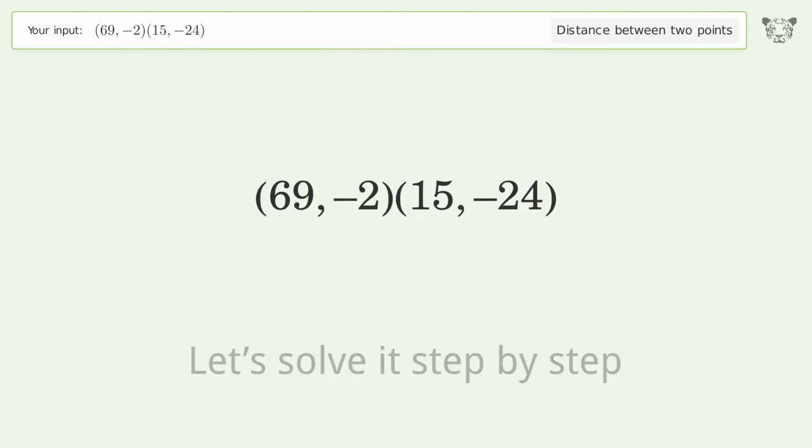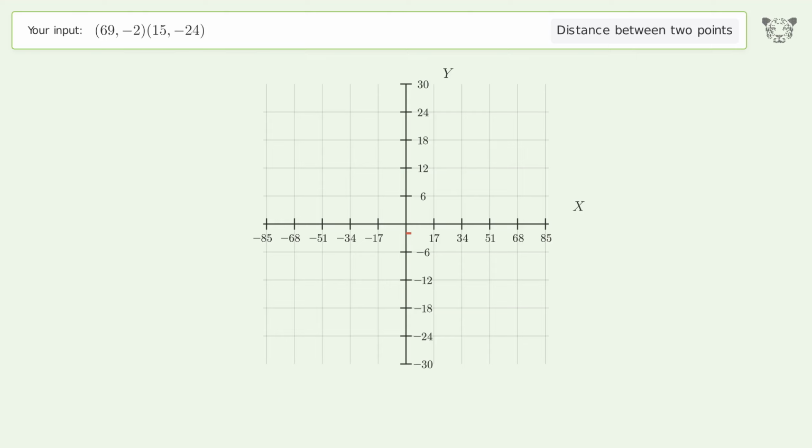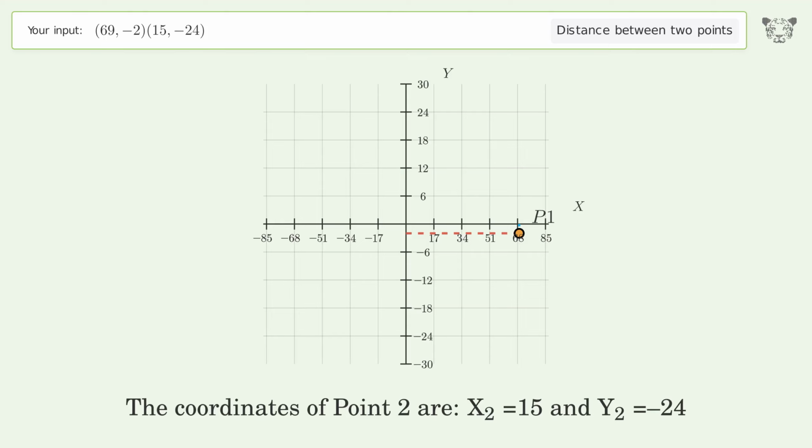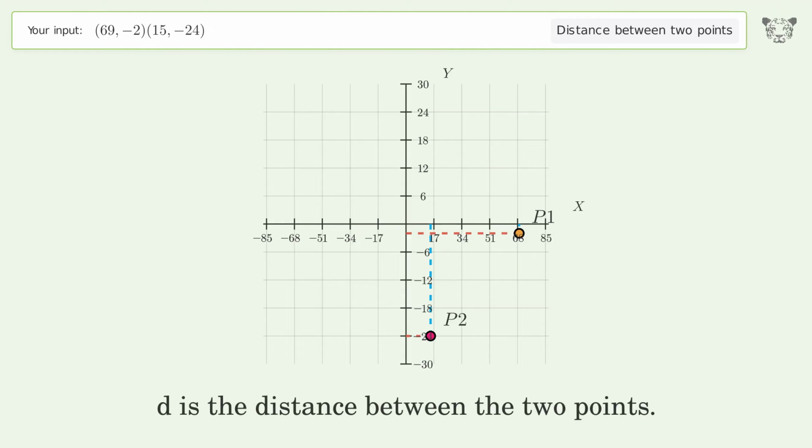The coordinates of point 1 are x1 equals 69 and y1 equals -2. The coordinates of point 2 are x2 equals 15 and y2 equals -24. D is the distance between the 2 points.